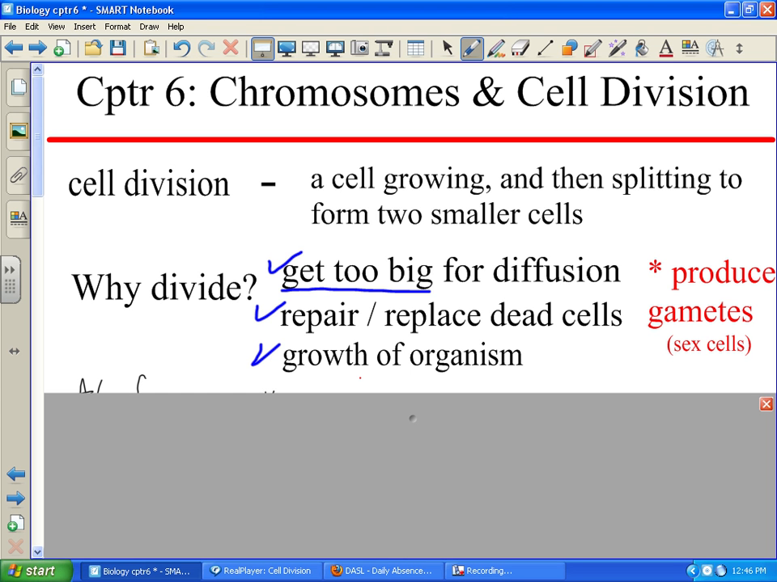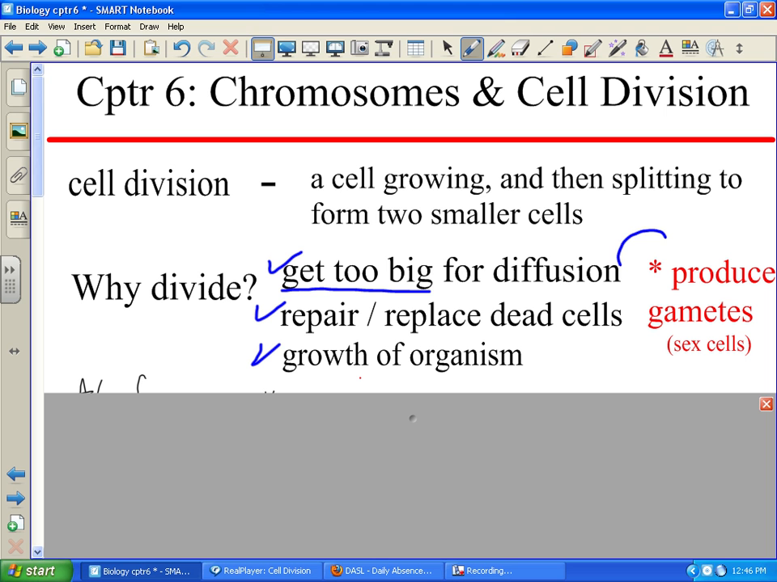So if it's too big, it's going to need to split. If it's repairing or replacing, we have to have healthy cells replace the ones that were lost, and to grow. I mean, we all started off as one cell. Thankfully, we didn't stay that size. So we grew to several billions, trillions of cells, and that's why you are now bigger.